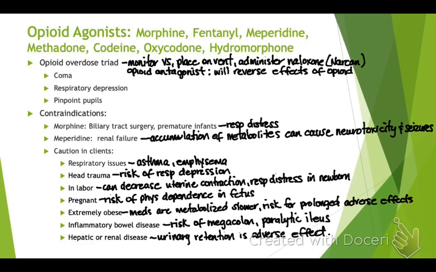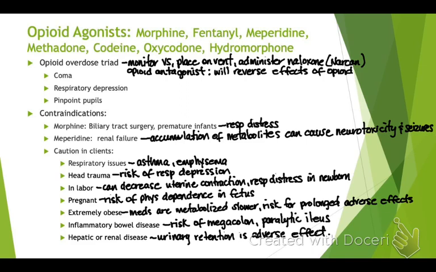Pregnancy in general, due to the risk of physical dependence in the fetus, the opioids do cross the placenta. So if mom is taking the opioid, so is baby, which will then cause the baby to get physically dependent on the opioids. And then once the placenta is delivered or once the cord is cut, then the baby goes through withdrawal. And then these babies end up in the NICU with neonatal abstinence syndrome.